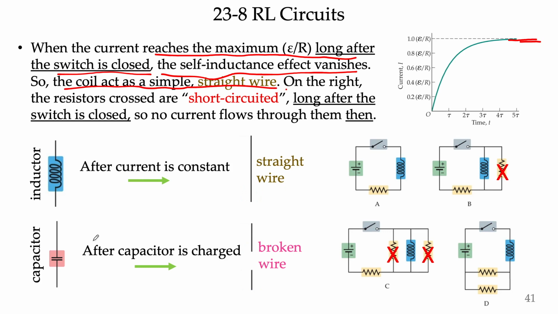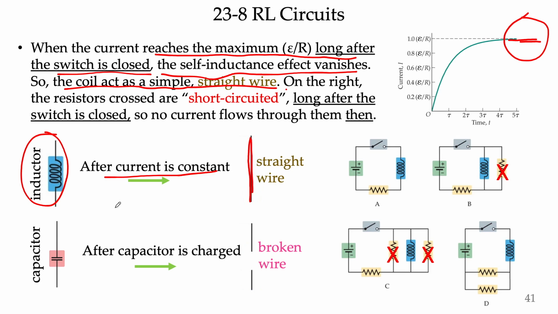If you remember, if you have an inductor, it's a coil, after the current becomes constant, it basically becomes a straight wire. The current is not changing, so no changing magnetic field lines are produced. There are magnetic field lines inside the coil, but they are not changing, so it's not going to create any back EMF or self-inductance, so it will act as if it were a straight wire.